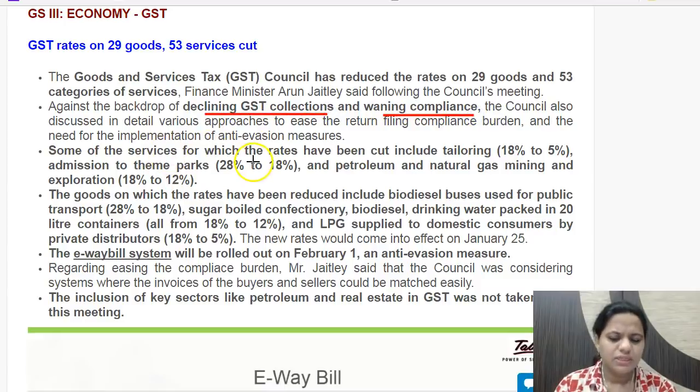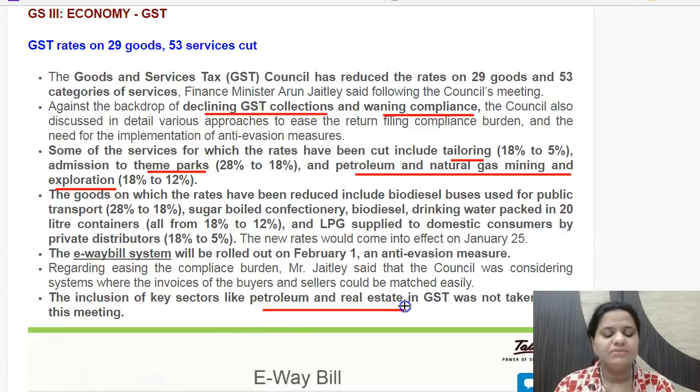The services which saw their rates reduced, you can see are mentioned here, like tailoring, entry to theme parks, also petroleum and natural gas mining and exploration. So petroleum and natural gas per se are exempted from GST presently. They are not under the purview of GST. So bringing petroleum and real estate within GST is also another important issue which presently was not discussed. No decision has been taken on this. So they are excluded, still excluded, but exploration, mining and exploration services as such saw their GST rates being cut.